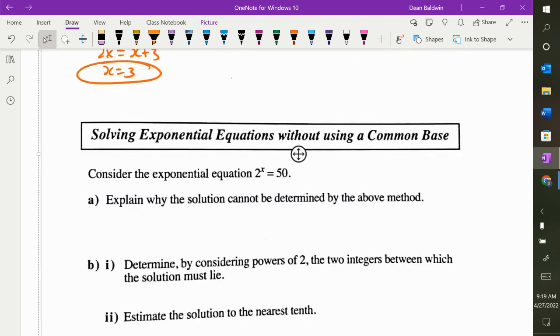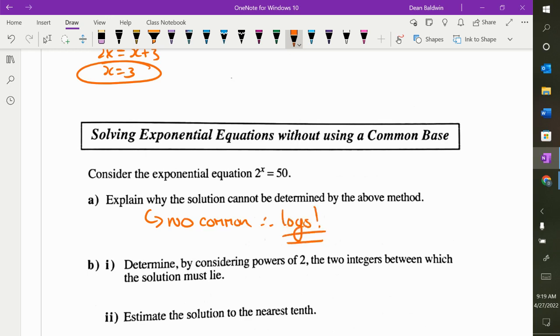What if you have something like this? 2 to the power of x is equal to 50. Can 50 be made into base 2? No. Cannot. So we have to use a different technique. Okay? So when they cannot be made into a common base, you have to use logs. All right? So there's no common base. Therefore, logs.